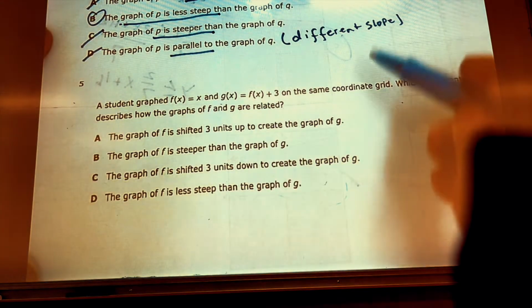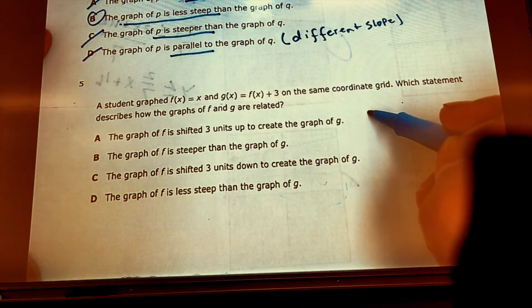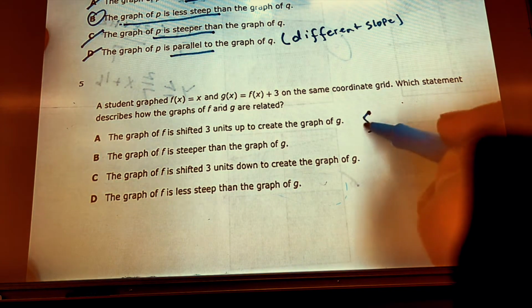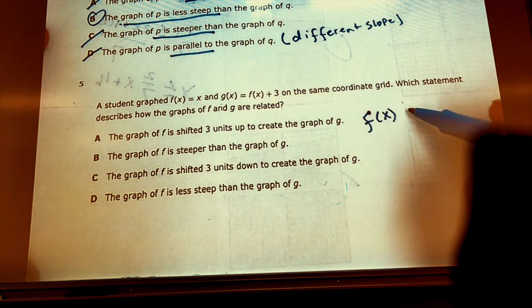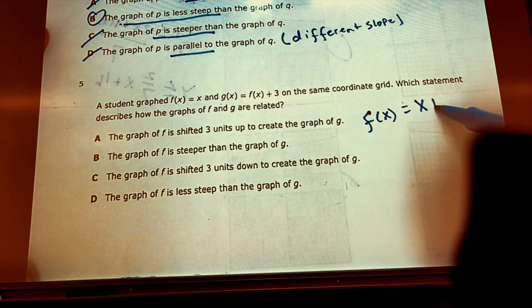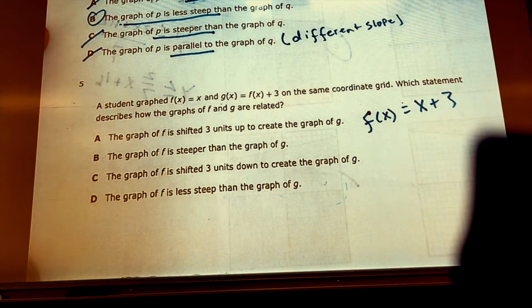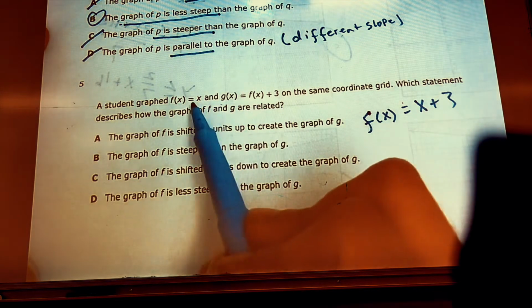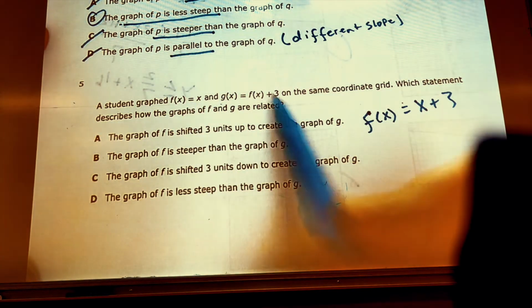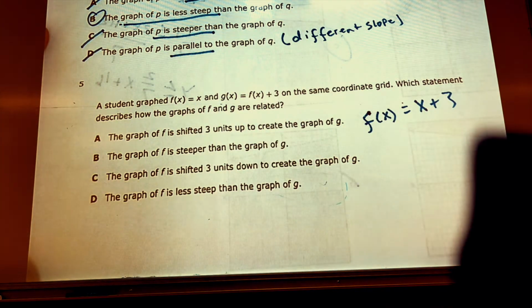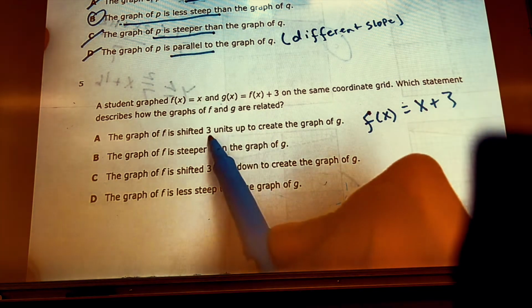Okay, maybe you prefer to see it like this, so I'll write it a different way. But basically, f of x plus 3 can also be looked at as f of x equals x plus 3. It's a shift up. It's just taking this function and adding 3 to it, which means you're moving up the line. So it's just 3 units up.